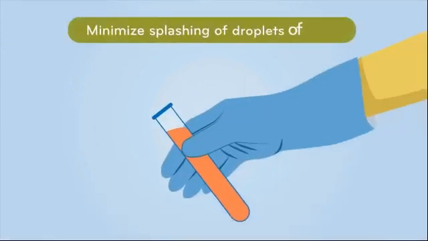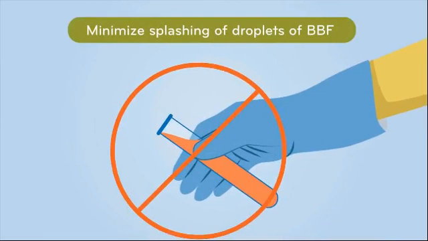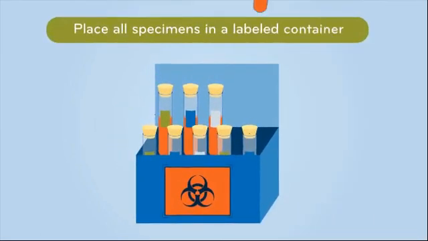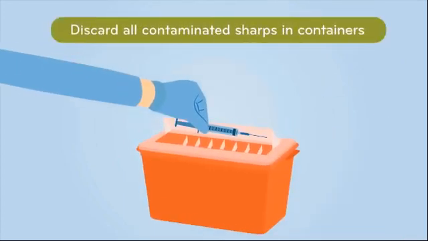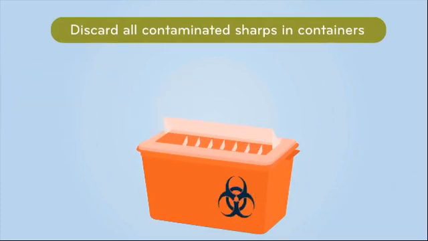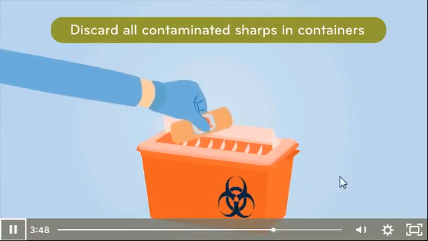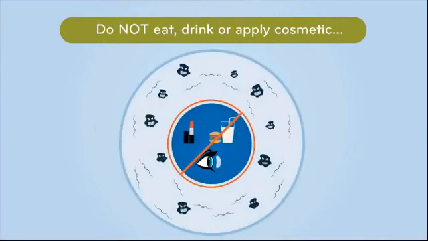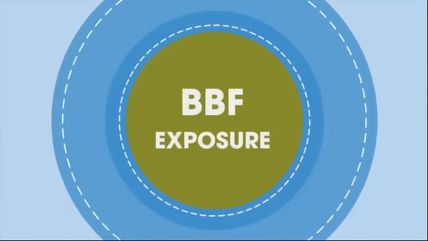Minimize splashing, spraying, splattering, and generation of droplets of blood or potential infectious material when performing procedures. Place all specimens of blood or other potential infectious material in a properly labeled container. Discard all contaminated sharps immediately in containers that are closable, puncture-resistant, leak-proof, and appropriately labeled. Do not eat, drink, or apply cosmetics, lip balm, or handle contact lenses in areas where there is a likelihood of BBP exposure.